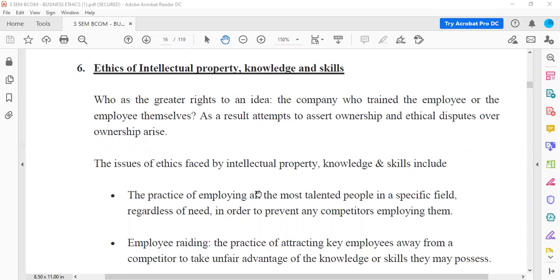The practice of employing all the most talented people in a specified field, regardless of need, in order to prevent any competitors employing them. This is one thing which big companies will do. They will see all the best skilled employees, and they will take them into that company. Why do they do that? So that the competitors don't hire them. Because if competitors hire them, then it is a problem for my company, because these people have some special skills which will help me in fetching more profit.